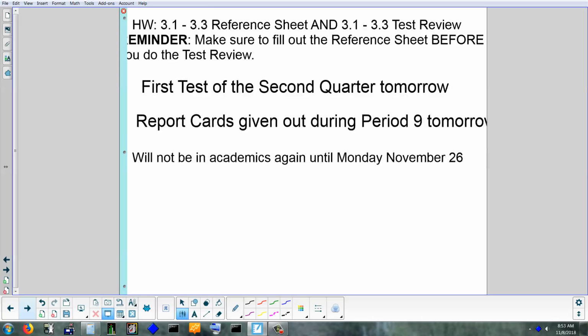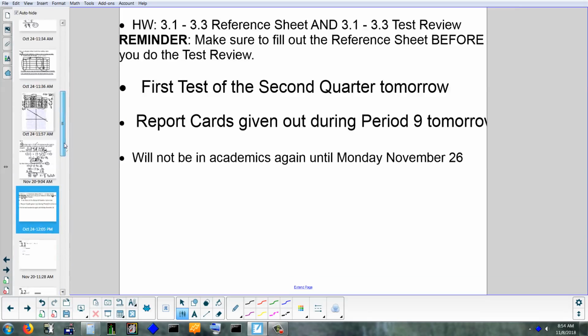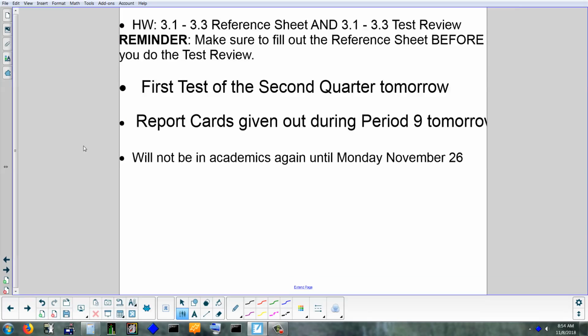First test of 2nd quarter is tomorrow, guys. And again, you're going to get your report cards tomorrow during your period 9 class. And don't forget, you guys aren't going to be in academics again. I told you guys about this at the beginning of the week. You're not going to be in academics again until after Thanksgiving break. So you're off from academics for 2 weeks. After tomorrow, we don't see you guys again in this class until Monday, November 26th. So we got a long layoff. Don't worry, we won't give you guys any homework over that time.